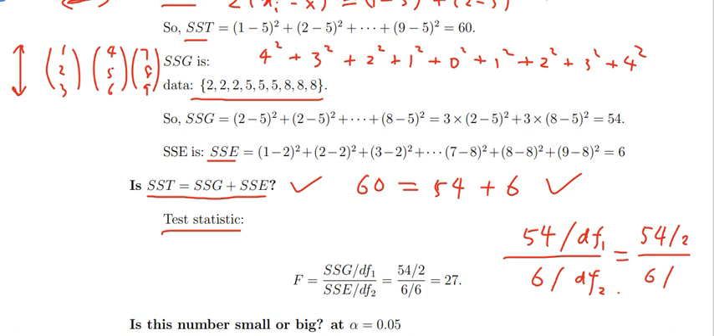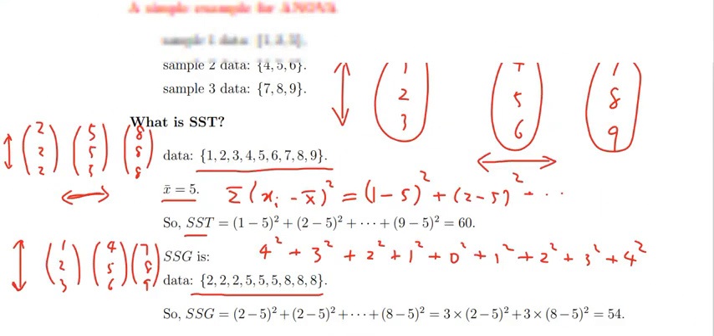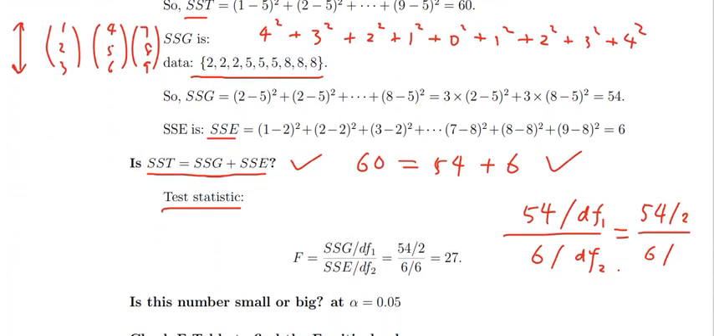So we say SST. We separate this SST into SSG plus SSE. Sorry, let me write it down. SST is separated into SSG plus SSE. We call this ANOVA, right?